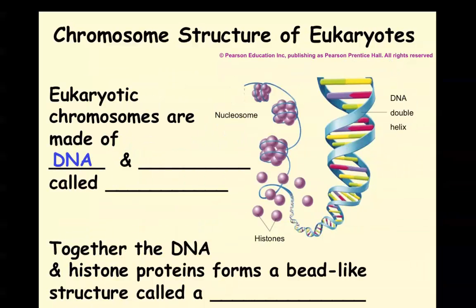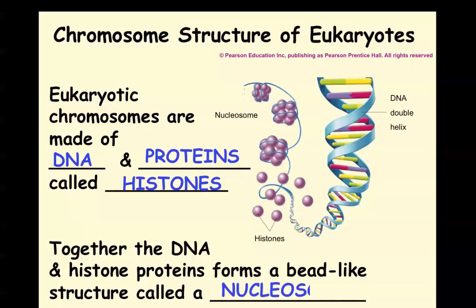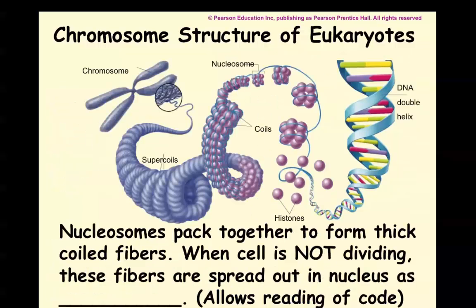Eukaryotic chromosomes are made of DNA and proteins called histones. Together, the DNA and histone proteins form a bead-like structure called nucleosomes. And so you can see there the DNA being wrapped around those purple histones, the proteins, which then get wrapped up really tightly together, and that's going to form our chromosomes. Okay, nucleosomes, like I said, are packed together, and then we see this picture continue on to form the chromosomes and our chromatin.